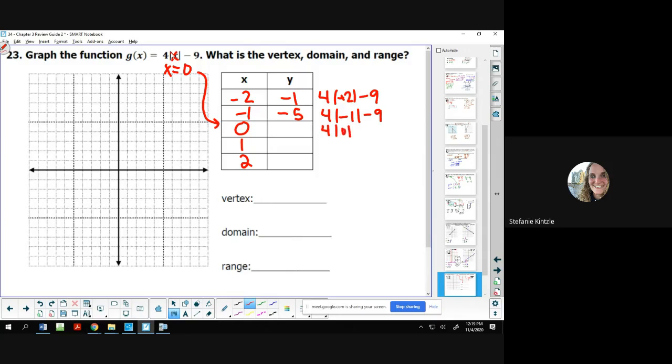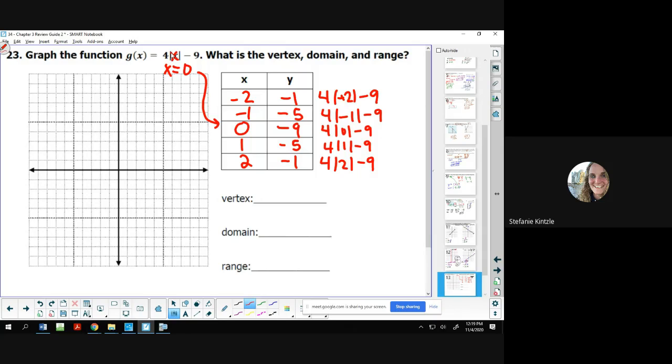So 0 minus 9 is -9. Okay, 4 times the absolute value of 1 is 4 minus 9 is -5. And 4 times the absolute value of 2 is 8. 8 minus 9 is negative 1.